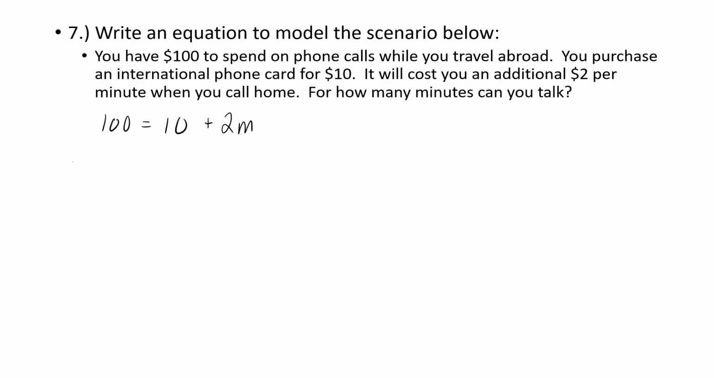You might also have set it up this way. So $10 for the phone card plus $2 times however many minutes you talk. That has to be equal to the 100. That is called the symmetric property of equality, where you can just switch the sides. Really it depends on how you read the problem. You might have done it this way: 2m plus 10 is equal to 100. That is going to match the form of a lot of things that we do in algebra. But all of those are correct.